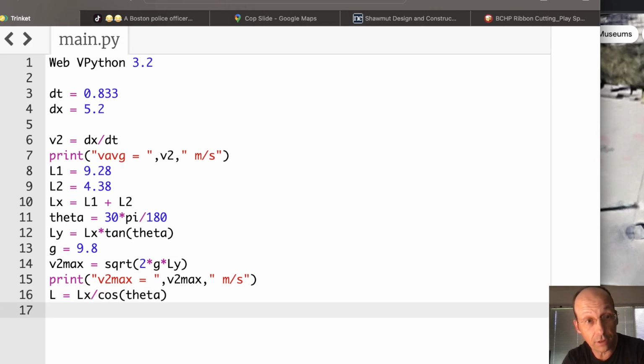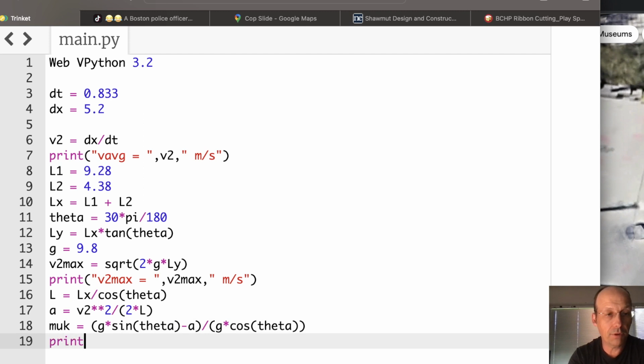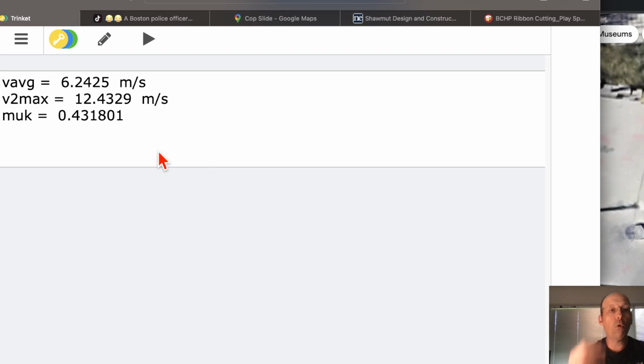Now I'm going to calculate the acceleration. a is equal to V2 squared divided by 2 times L. And now I can calculate mu. mu k is parentheses g times sine theta minus a, divided by g times cosine theta. And let's print that. Print mu k equals mu k, and run it. 0.43. So, I mean, not super low.